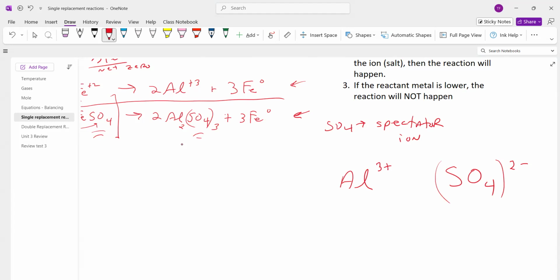How many aluminums do we need? How many sulfates do we need? What's the common denominator between 2 and 3? 6 again, right? So we need 2 aluminums. Three sulfates. That's 0 again. Now that's an ionic compound.